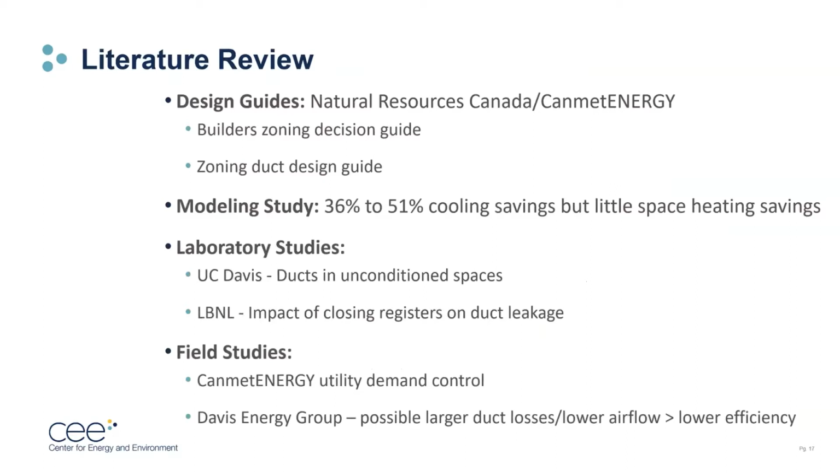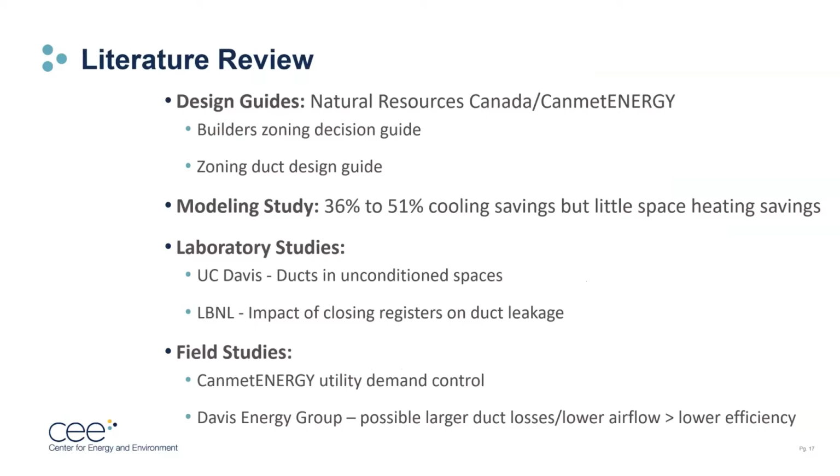The final report summarizes information from 10 key references that we found in our literature review. For one, some of the key information that we found, we did identify builder and mechanical zoning design guides that were generated by Natural Resources Canada and CanMet Energy, along with field studies that they produced. There was a nice modeling study generated by NYU and Purdue that reported cooling energy savings that range from 36 to 51% for the average household, but little space heating savings.